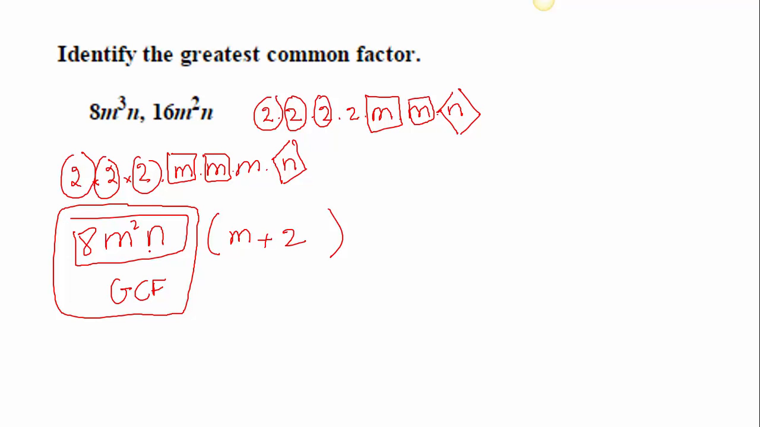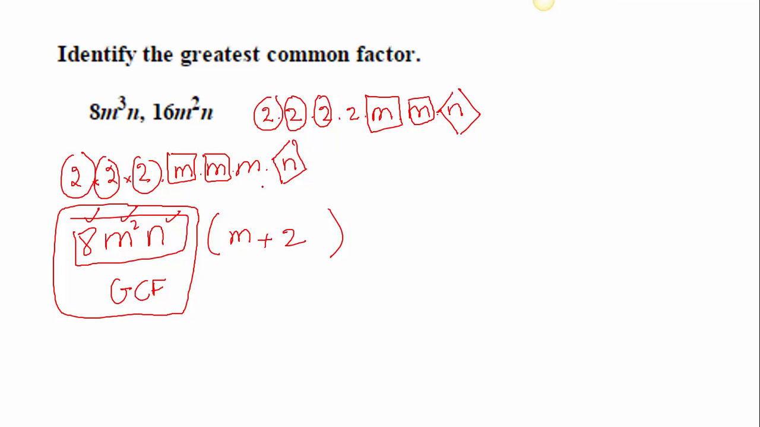What you need to do is go back and check your work again. Okay, go back and check your work. You have 2 times 2 times 2 here. They are common. So that's where the 8 came from. We have m times m. M times m is common. That's where the m squared came from. And then we have only 1 n common. And that's where the n came from.